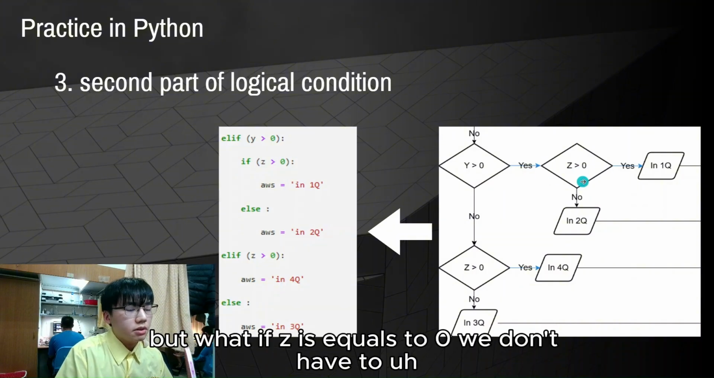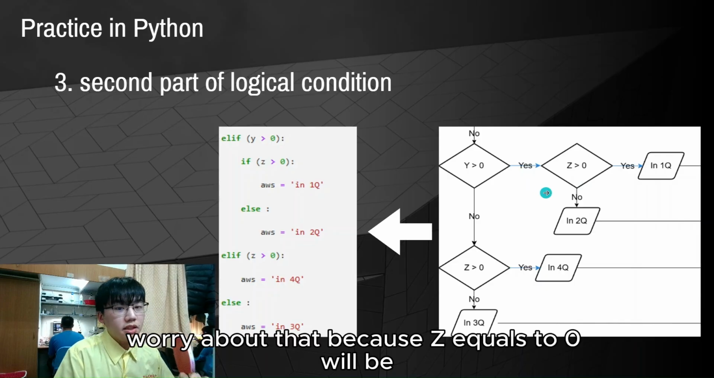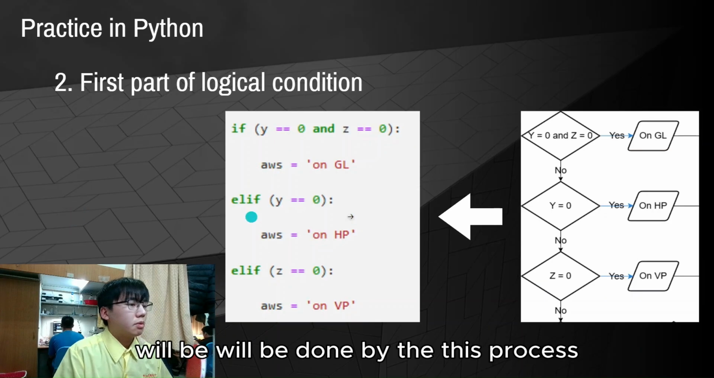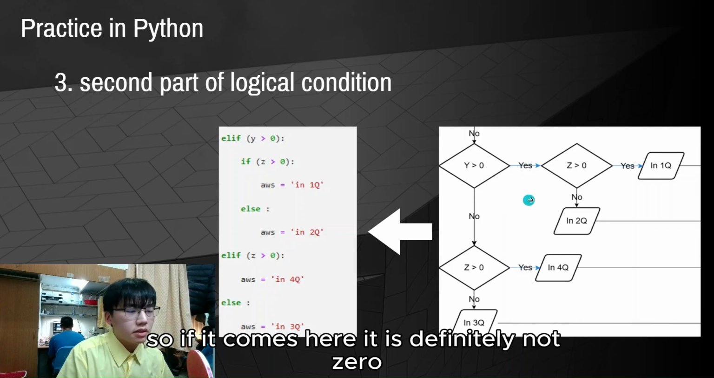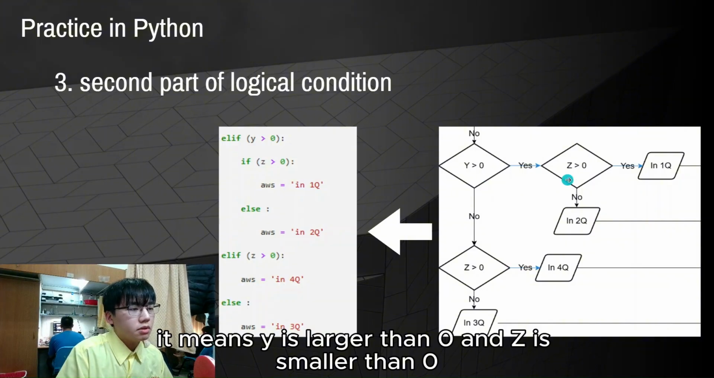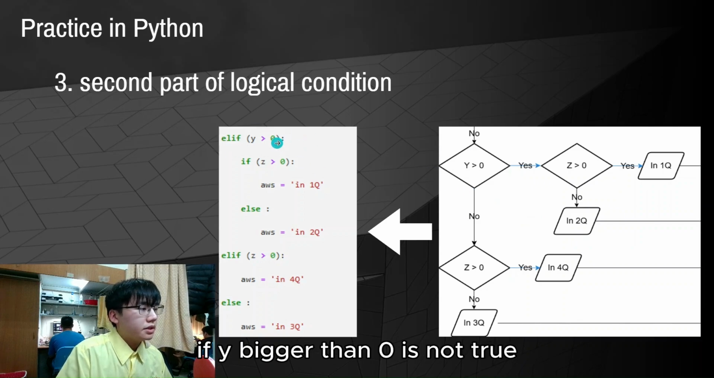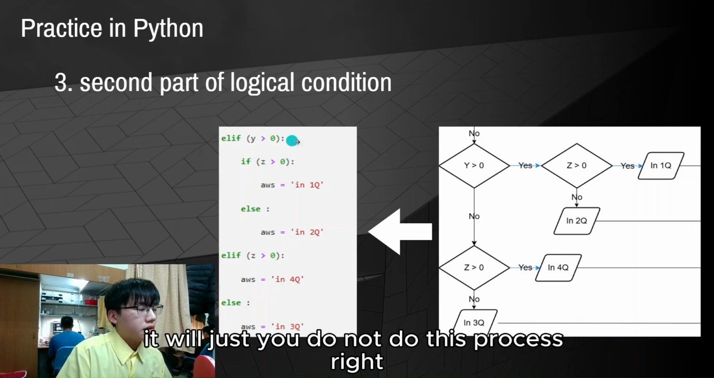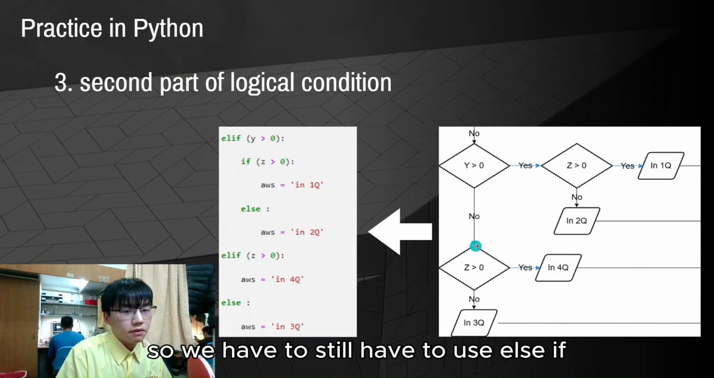But what if z equals 0? We don't have to worry about that, because z equals 0 will be done by this process. So if it comes here, it is definitely not 0. So if it's in the second quadrant, it means y is larger than 0 and z is smaller than 0. Okay, so back to this decision. If y bigger than 0 is not true, it does not do this process, right? So it just gets out. And getting out here, we have another decision. So we still have to use else if.